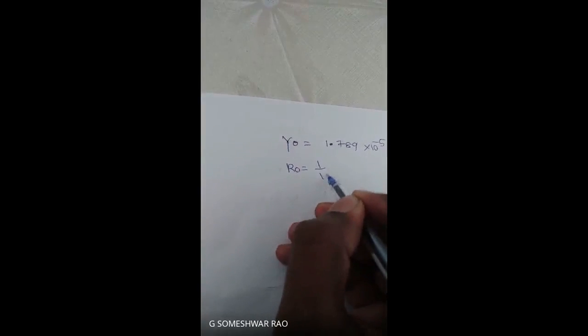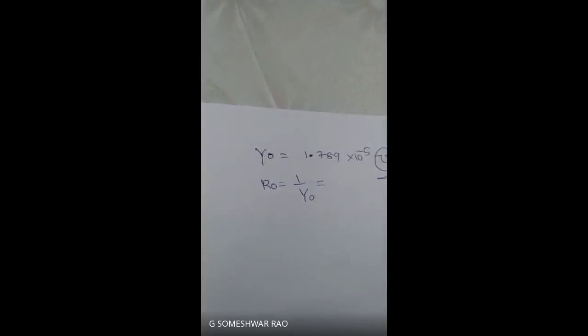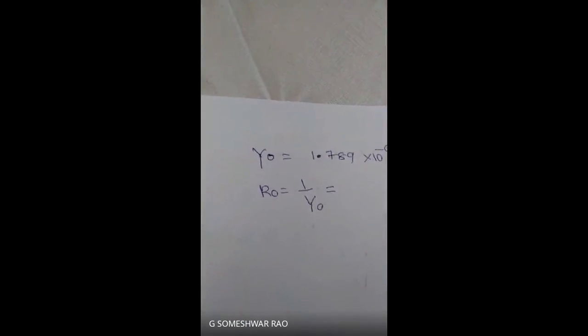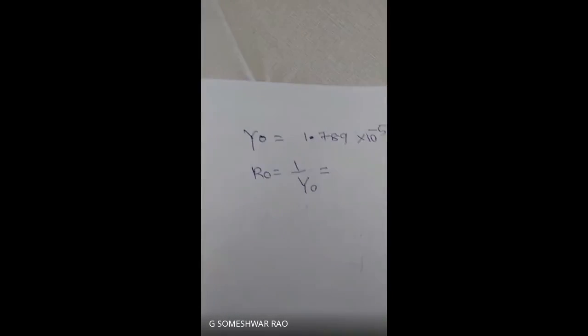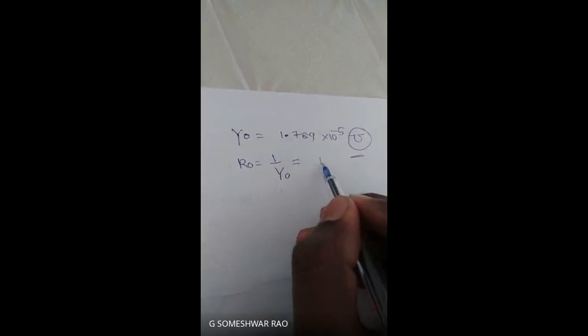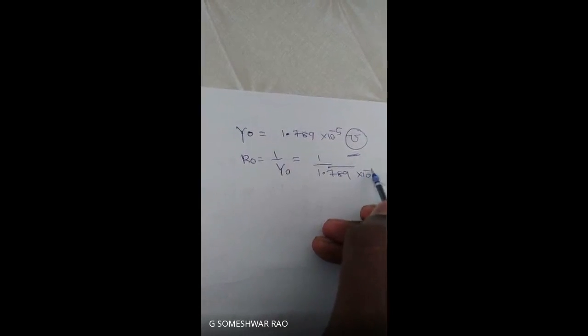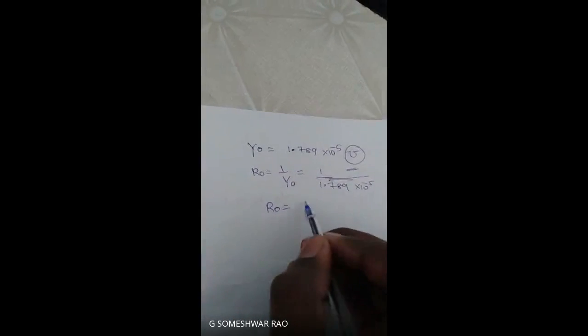So what we require is R naught, so 1 by Y naught. Is everybody able to see what I am writing on the paper? Yes or no? So R naught is 1 by 1.789 into 10 power minus 5. Can you tell me what value you got? R naught is equal to what?